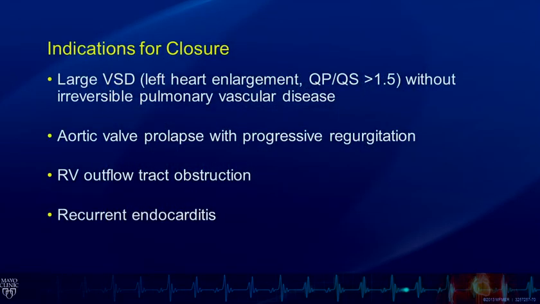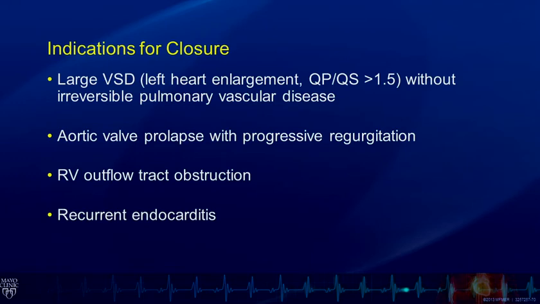So when should we recommend closure of a patient that we see with ventricular septal defect? Well, if there's a large ventricular septal defect that's caused hemodynamic compromise, so that is left heart enlargement, or if you're doing this by cath, a QP/QS greater than 1.5, we want to consider closure, but you should only close those patients if they don't have evidence of irreversible pulmonary vascular disease and pulmonary hypertension.